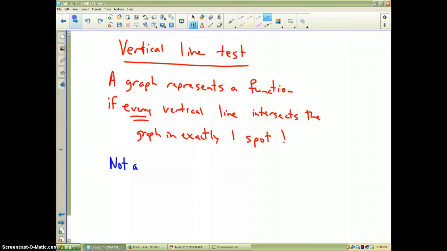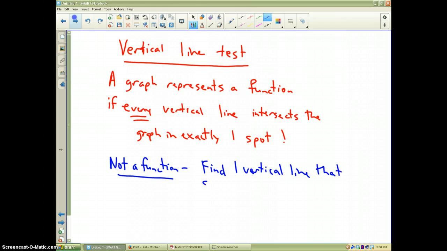In order for it not to be a function, all you have to do is find one vertical line that strikes the graph in 2 or more spots. And there you go. And that's the summary of what a function is in mathematics. And I talked to you about how to represent that. If you need to hit pause, please hit pause to copy that down.